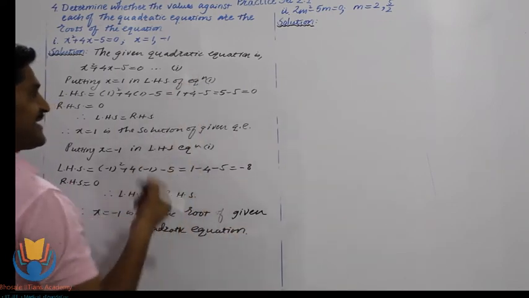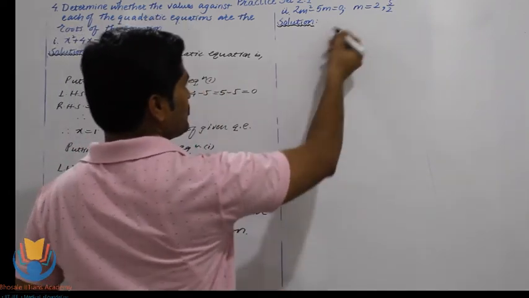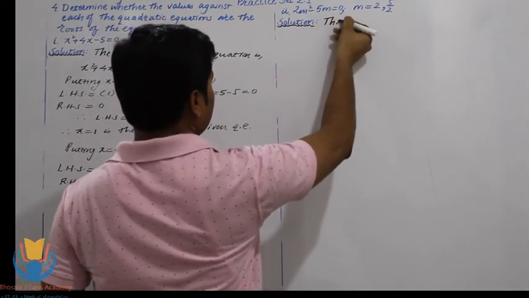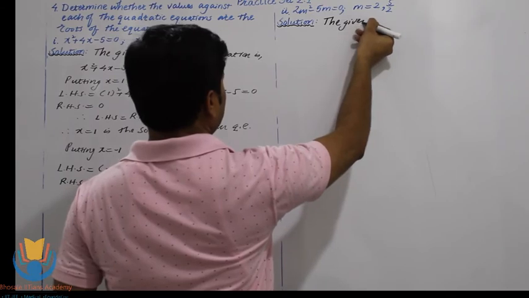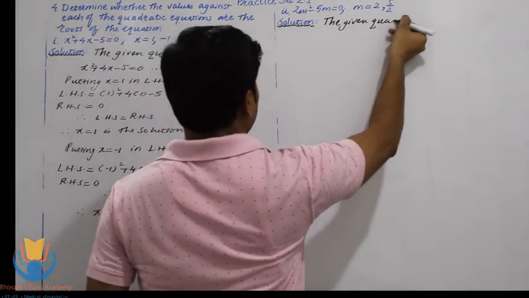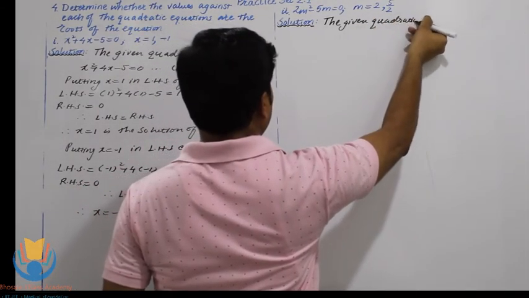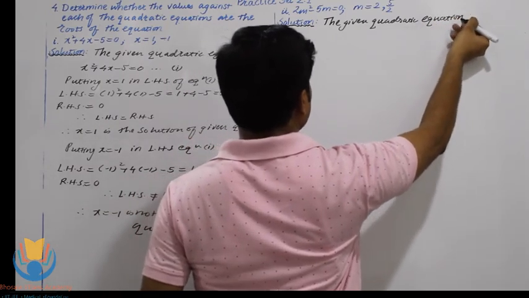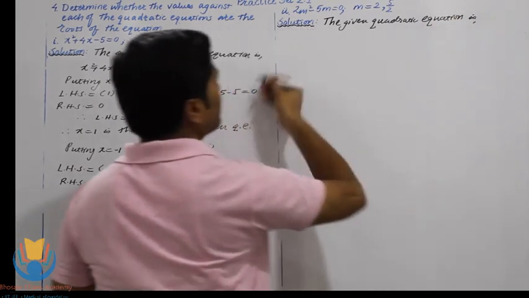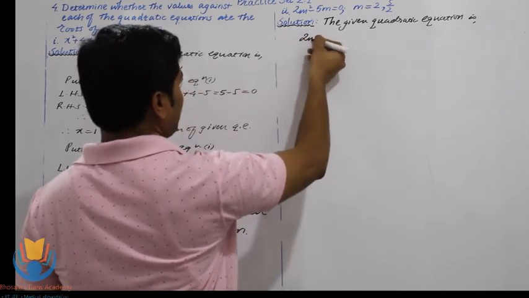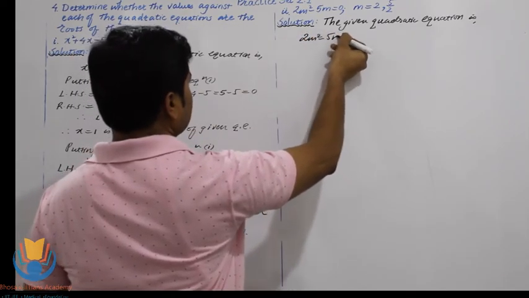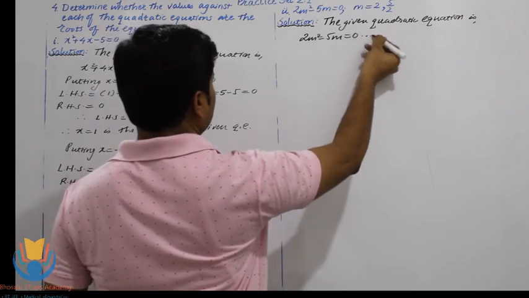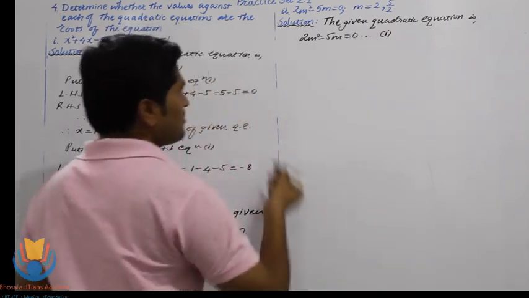So let's continue the second sum from the same question. Here also we will write the given quadratic equation in the solution, and that equation is 2m square minus 5m is equal to 0. Consider this as equation first.